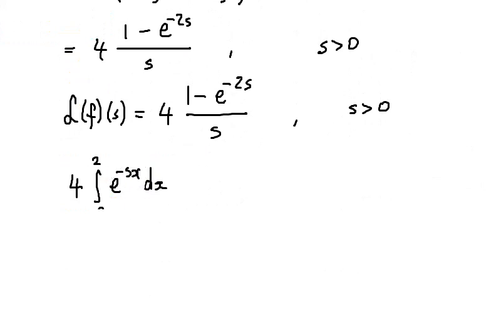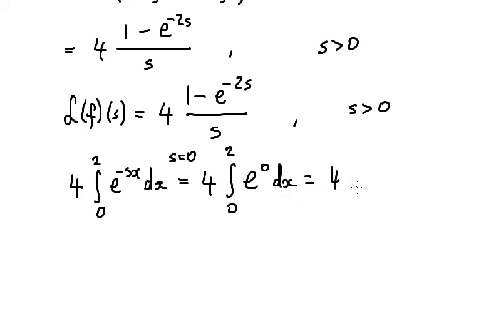Okay, when s is 0, this integral is equal to 4 times the integral from 0 to 2 of e to the power 0 dx, and that's of course 4 times the antiderivative of 1, which is x, substituting 2 and 0 there, we get 2 minus 0, and then that is 8. Okay, so a very procedural way to compute this obvious integral.